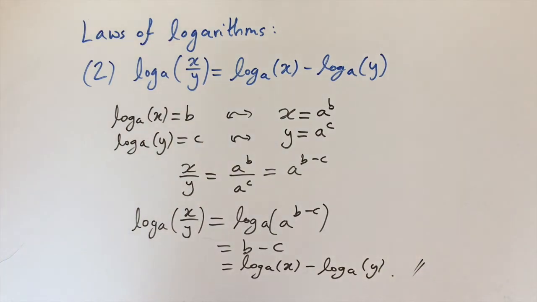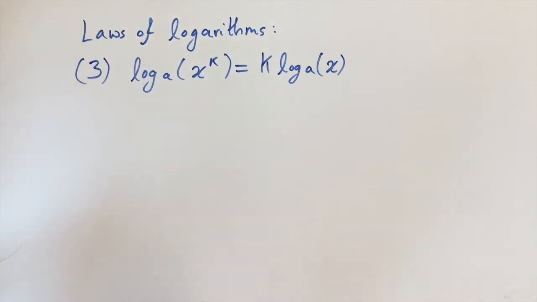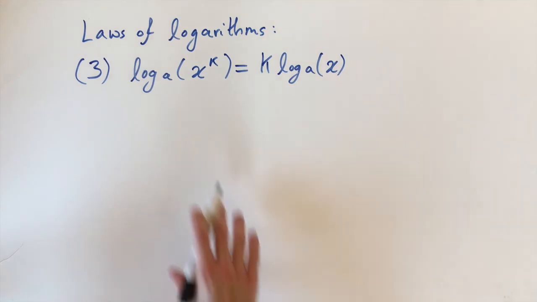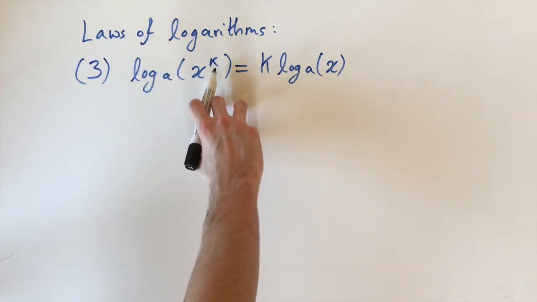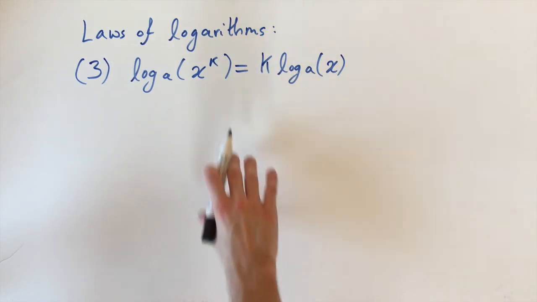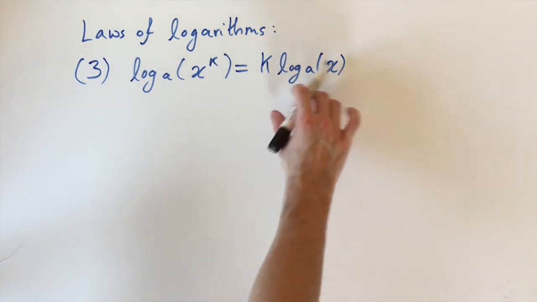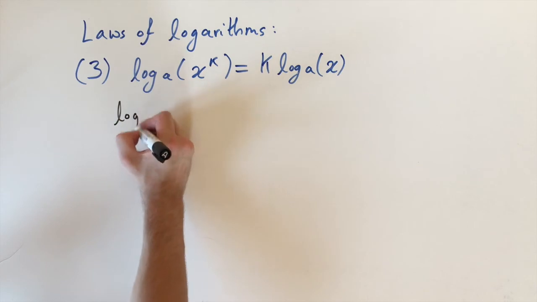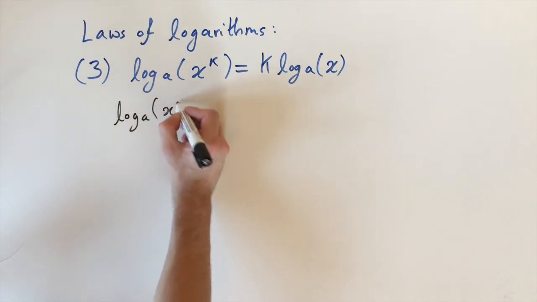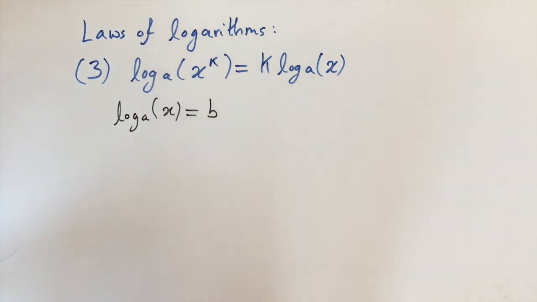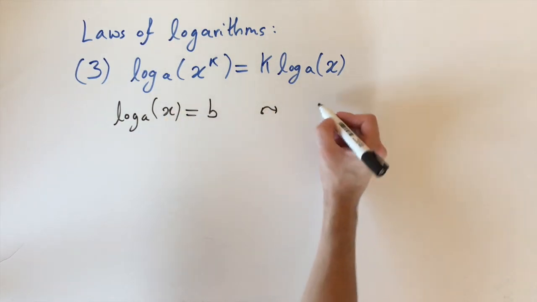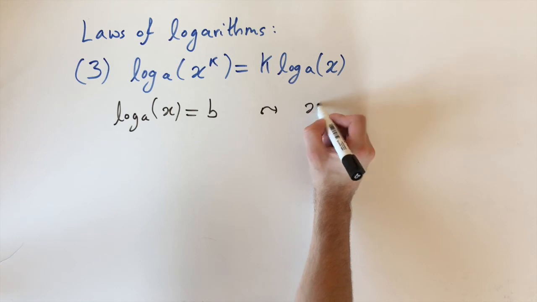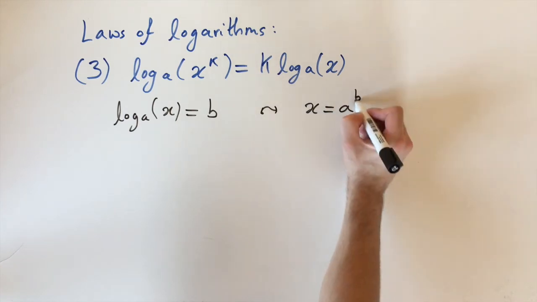So you've got one more law to prove, which is the power law. Okay, for the final law, we're going to take the same strategy again. So this law tells us that if we apply log of x to the power of k, we can bring the power out the front. And so as before, I'm going to define this logarithm to be b. So log base a of x, I'm just going to call this b. And then we want to express this in terms of exponentials. And we saw this is equivalent to x equals a to the power of b.